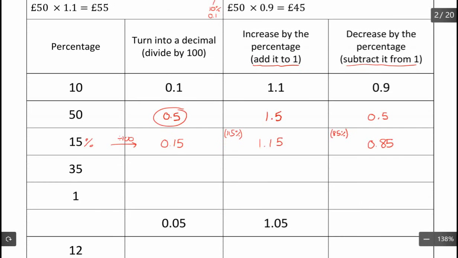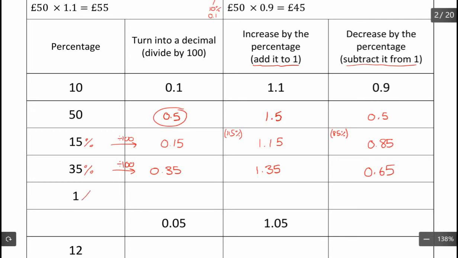This one, 35%, divide by 100 would be 0.35. If we want to increase something by 35%, we would times by 1.35. Decrease something by 35%, 1 take away 0.35 is 0.65.